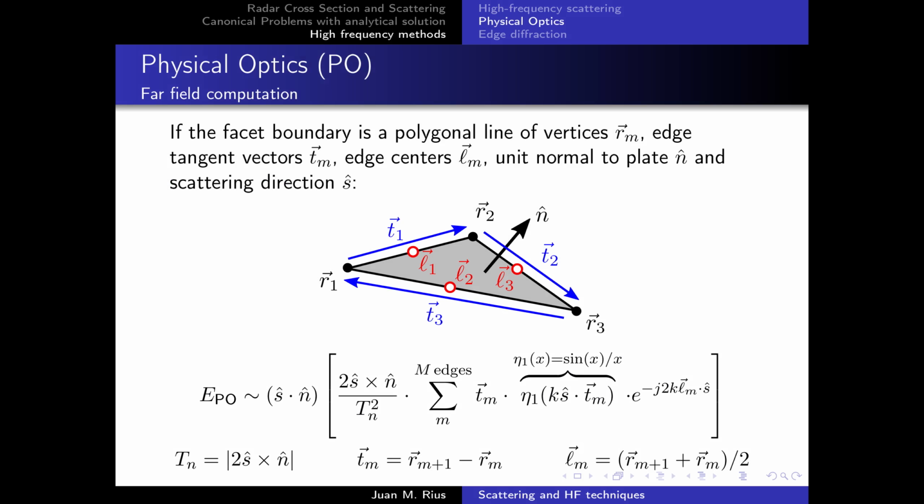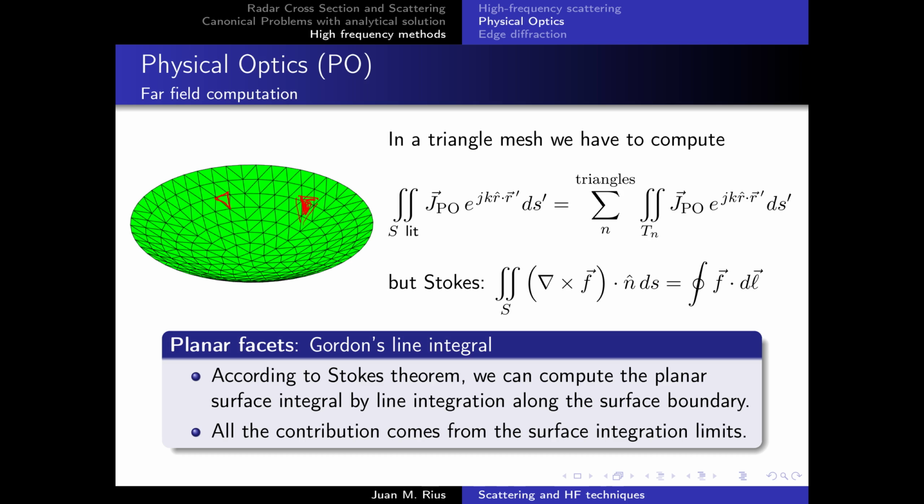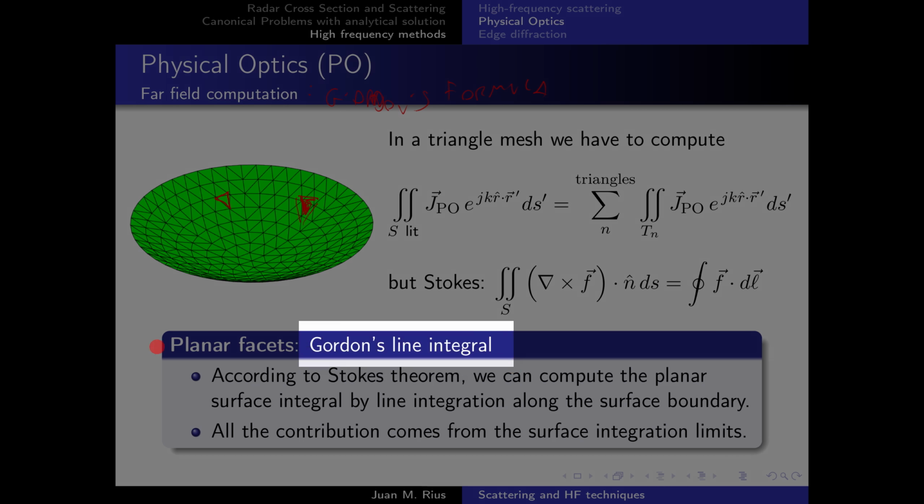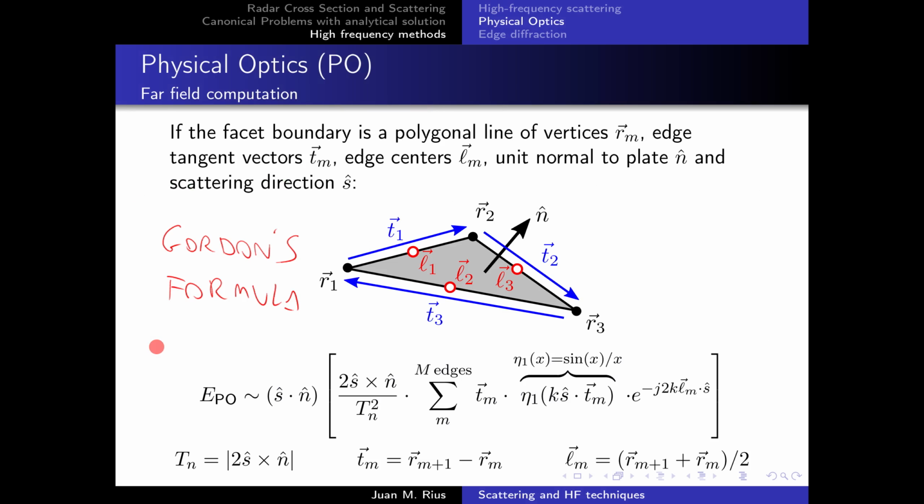I forgot to write here that it is Gordon's formula. Maybe it was in the previous slide. Here we should write Gordon's formula. Okay, now I see that it was here, Gordon's name. Okay. Anyway, it's quite easy.